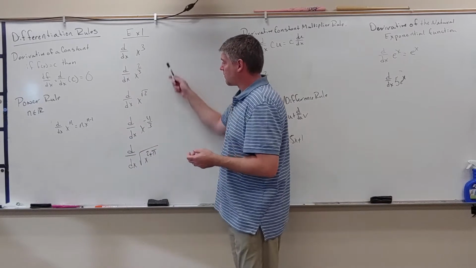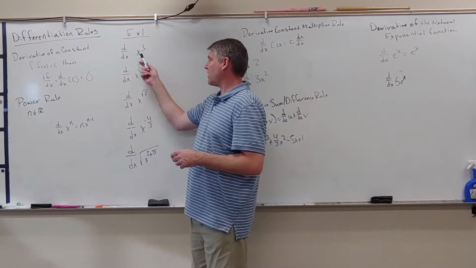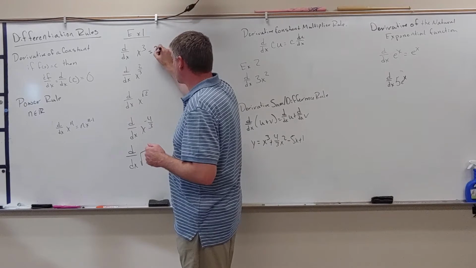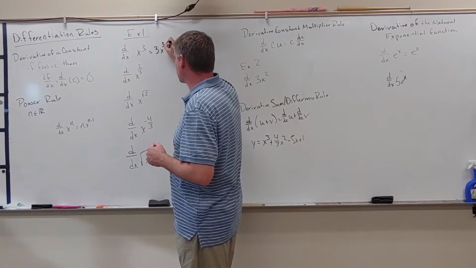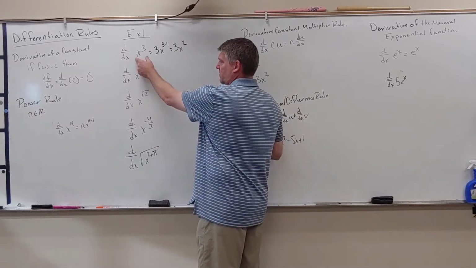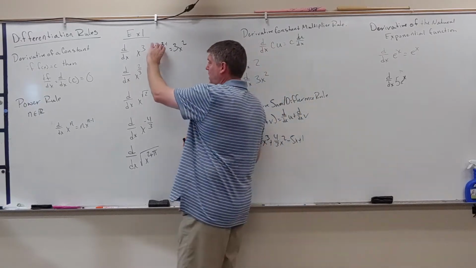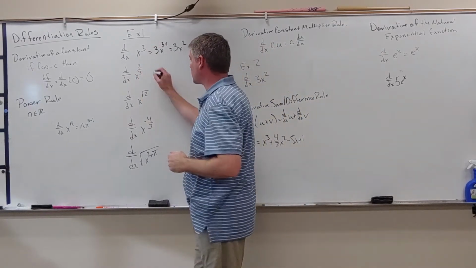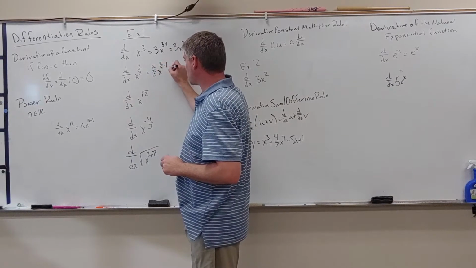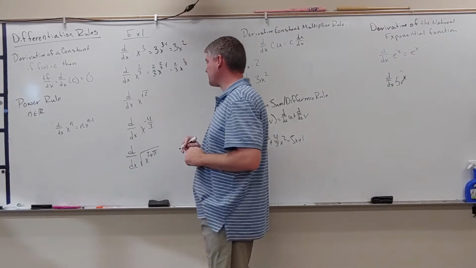Here, in example 1, we have a bunch of different powers. I have x to the third. I'm going to bring that 3 down in front and go x to the 3 minus 1, or 3x squared. So the derivative of x cubed is going to be 3x squared. I bring my power to the front and subtract 1 from the power. So this one becomes 2/3 x to the 2/3 minus 1, which is 2/3 x to the negative 1/3.